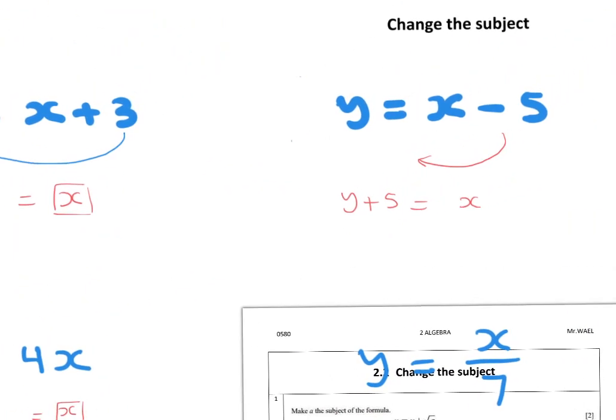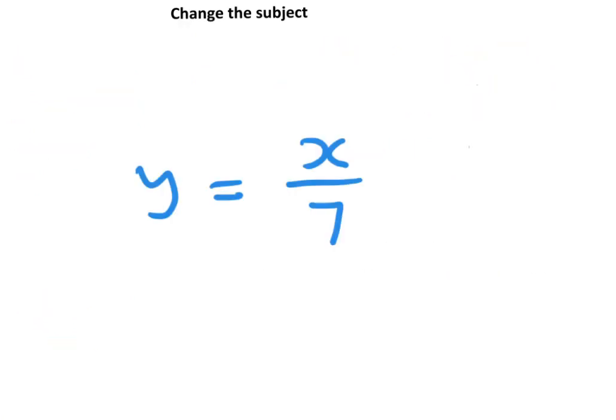Next one. What about if we have y equals x over 7? Yes, Hamza? Okay, sir, since it's division, it will go to the other side by multiplication. So 7y equals x.